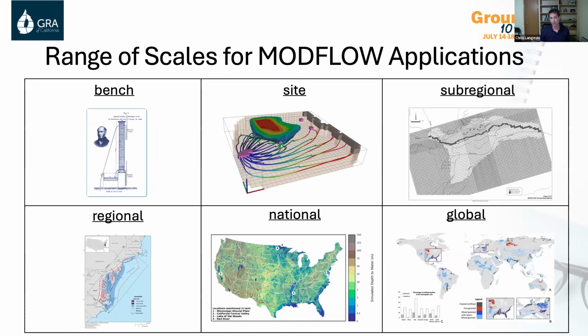One of the neat things about MODFLOW is that it applies at many different scales. So people use it for benchtop applications, just looking at flow through a Darcy permeameter, to the site scale, the sub-regional scale, regional. And now we also have these national as well as global models of groundwater flow. And so it's been really interesting to see MODFLOW applied at so many different scales.